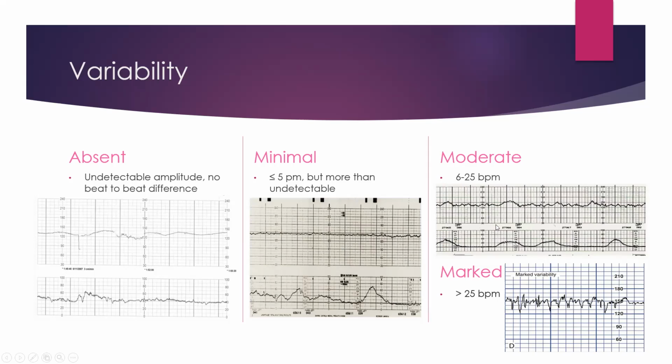So what moderate variability looks like is right here in the baseline, that beat to beat change lives between 6 to 25 beats per minute.